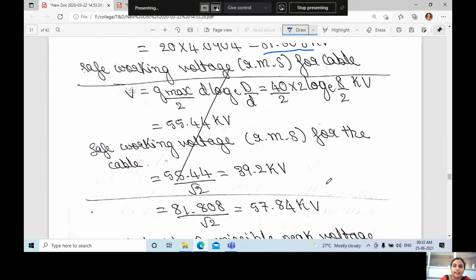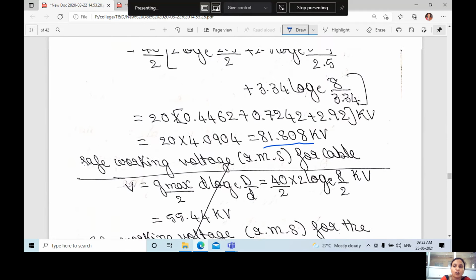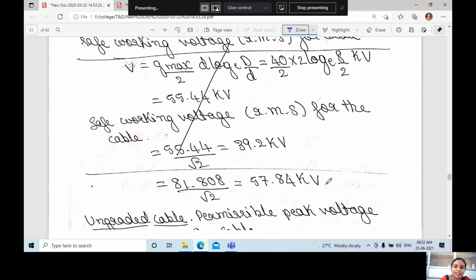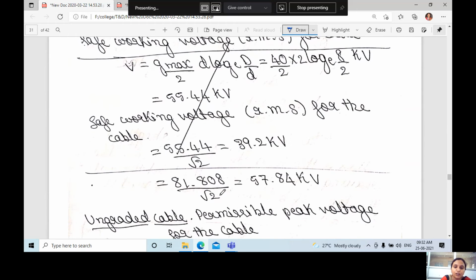Next, how much safe working voltage will you get? We got the peak value voltage, which you convert by dividing by 2. If you do, you will get 57.84, okay, to convert into the RMS value.